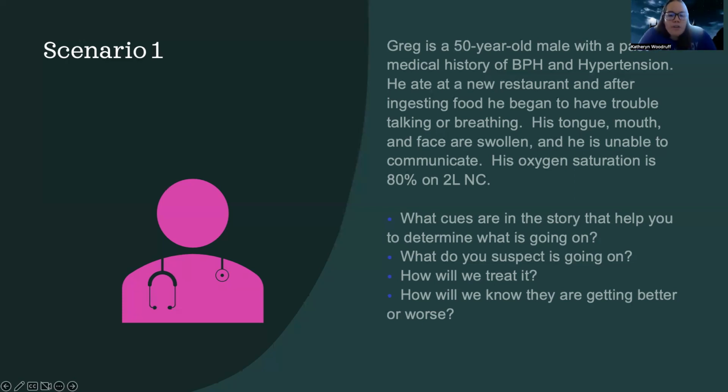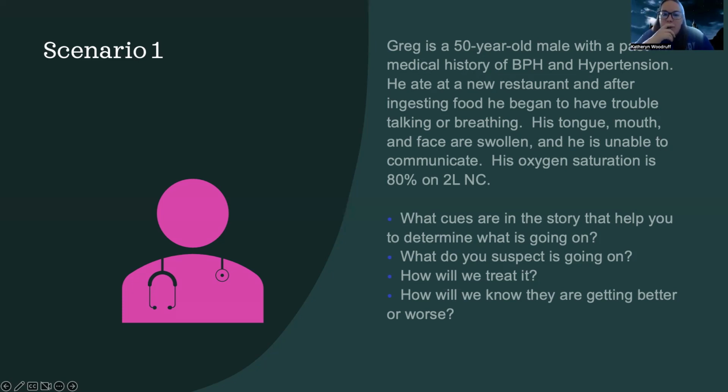So the first question that it asked for this scenario is what cues in the story are able to help you determine what's going on? So that's asking you to take out the most important things. This is a great thing to practice when you're practicing reading, especially if English isn't your first language and you struggle sometimes to piece apart what's important. Practicing looking at what's important is super helpful when you're doing practice questions and case studies.